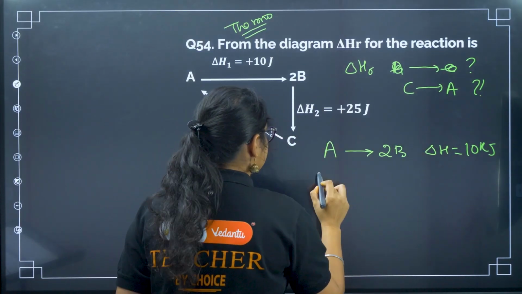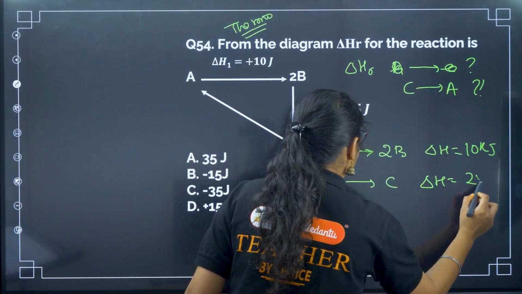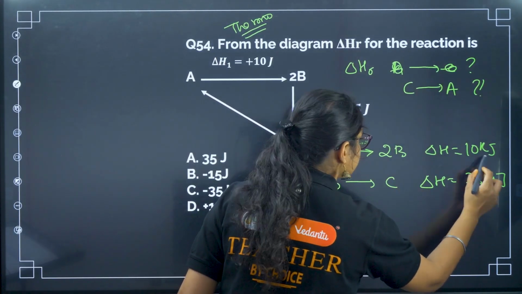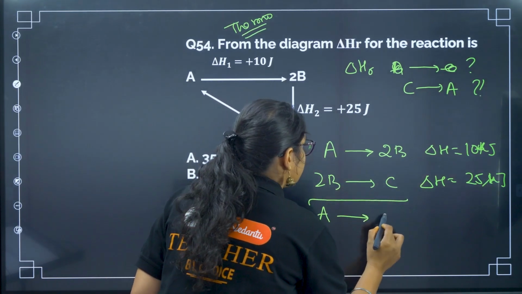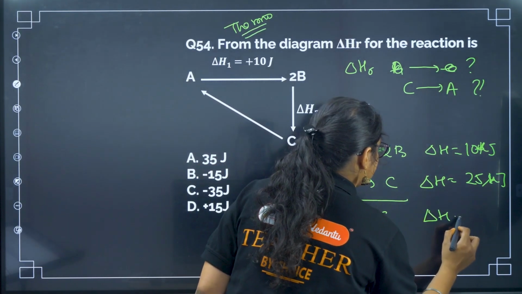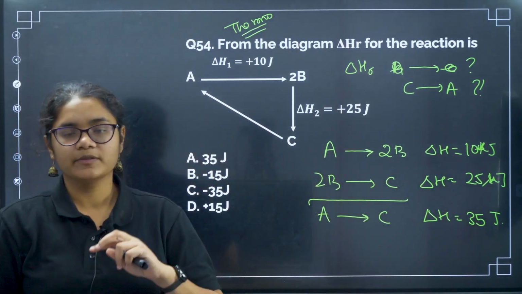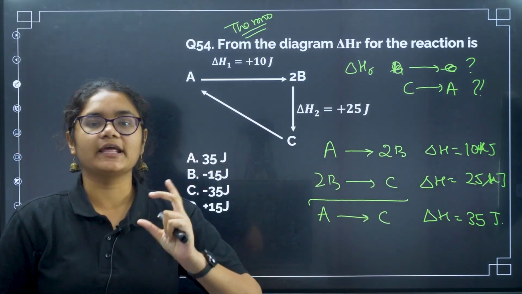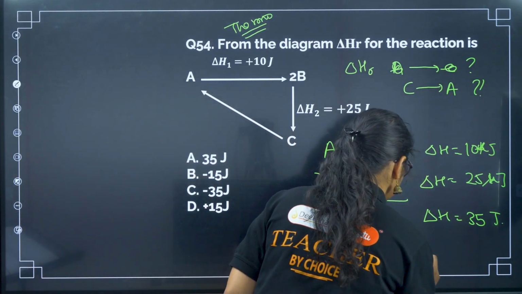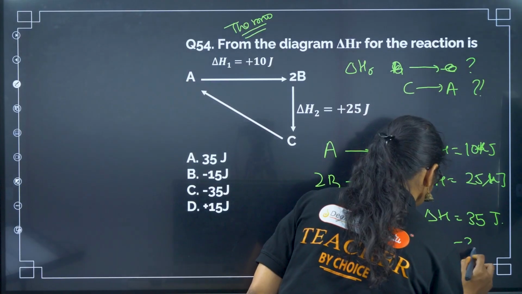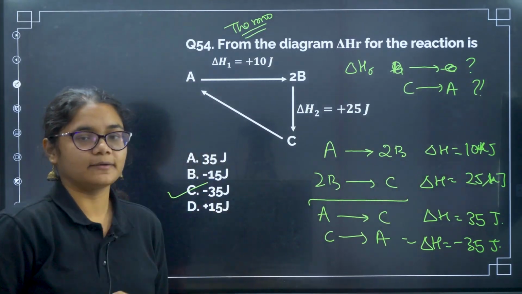Now delta H2 is B to C, right? So that is your 25 kilojoule or 25 joules, both are joules here. Now if I add these two reactions, I'll get A to C, that is 35 joules, right? But the question is asked from C to A. So whenever the reaction is reversed, the delta H values become negative. So if A to C is 35, then C to A is equal to minus 35. Okay, so the correct answer for this question will be option number C.